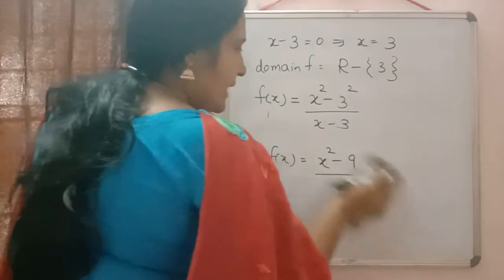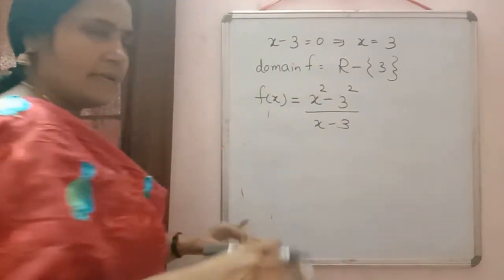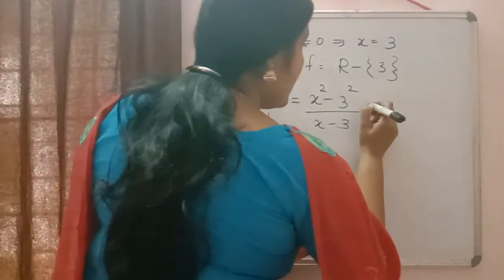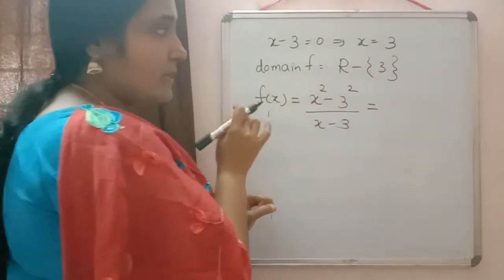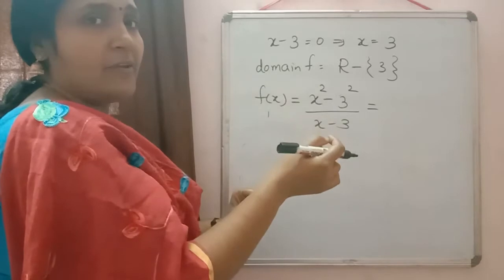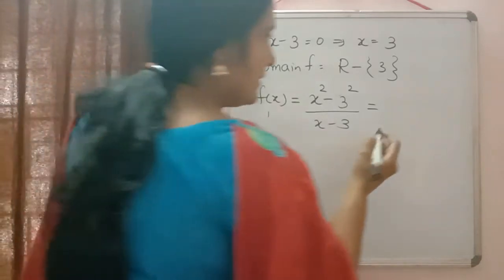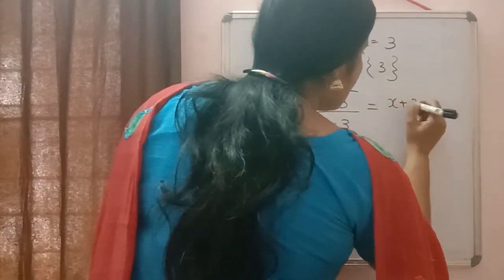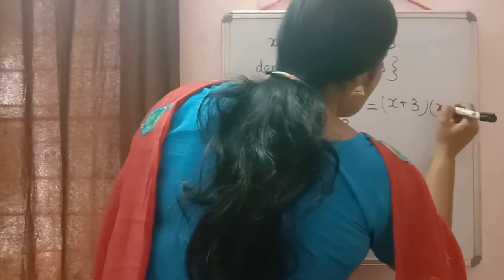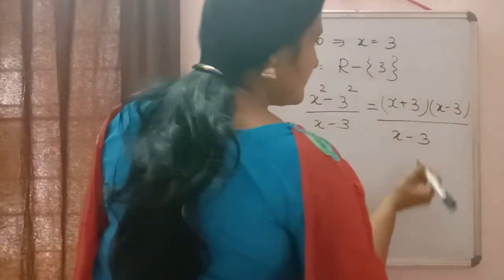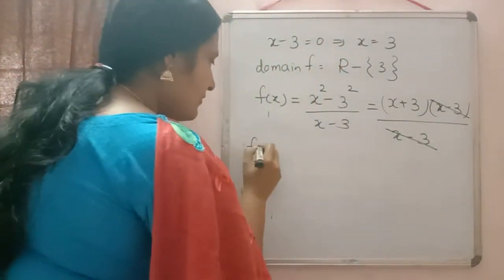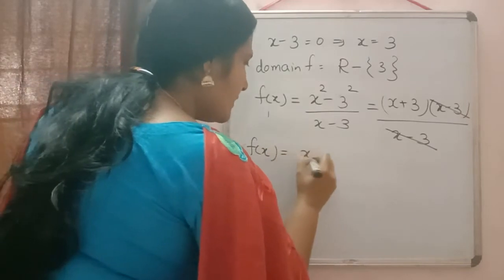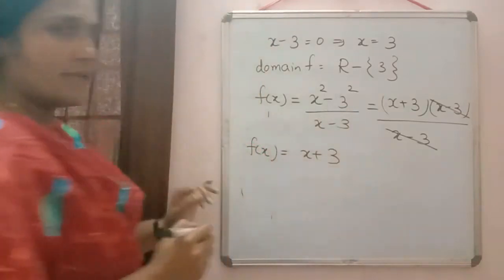Do you remember any identity by seeing the numerator? Yes, it is in the form of a square minus b square, which is equal to (a plus b) into (a minus b). Then we get (x plus 3) into (x minus 3) divided by (x minus 3). Here x minus 3 and x minus 3 will get cancelled. We will get f of x is equal to x plus 3.